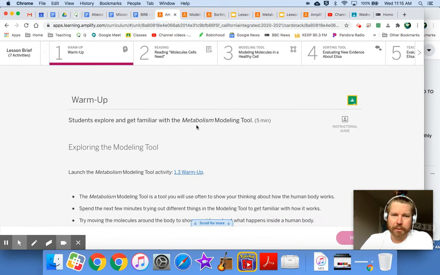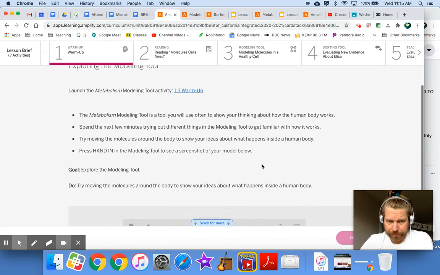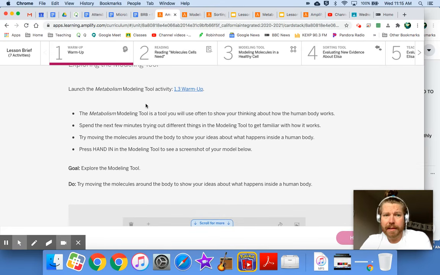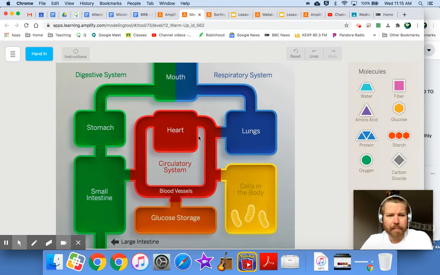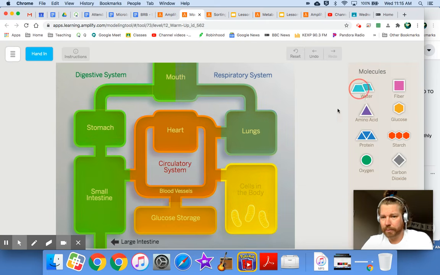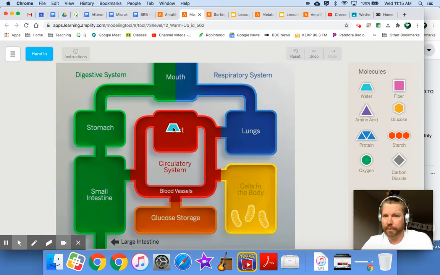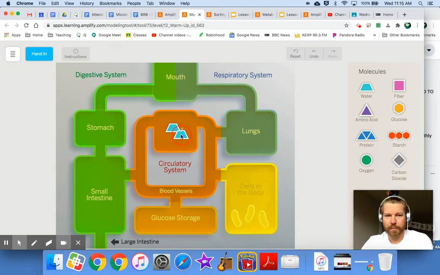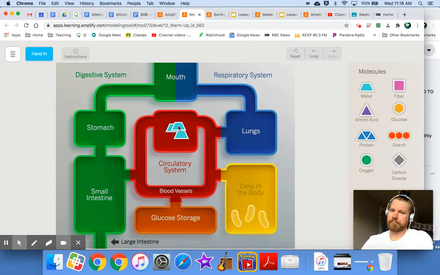Ta-da! Students explore and get familiar with the Metabolism Modeling Tool. Let's talk about this modeling tool. It says the metabolism modeling tool is a tool you will use often to show your thinking about how the human body works. Here's the tool right here. And basically what it is, it looks kind of like the simulation, doesn't it? But differently than the simulation, you can take molecules from over here and you can put them wherever you think they go. For instance, I just put some water molecules in the heart. Is that where water molecules go? I don't think so.